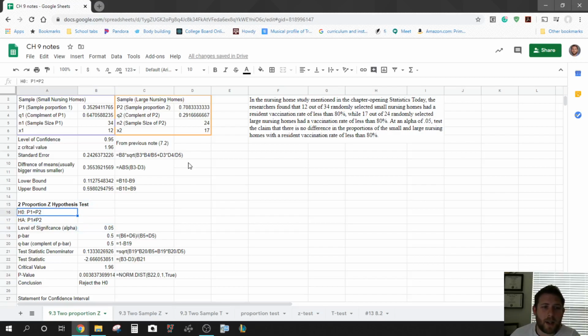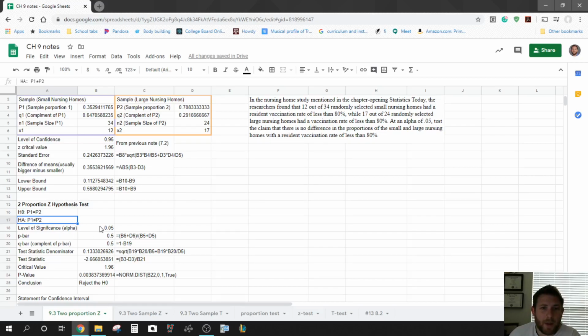Okay, so the first thing I do is I state my null and alternative. Now, the null and alternative for two proportions or two means is going to be different from what we did in Chapter 8. In Chapter 9, your null is proportion 1 equals proportion 2. Remember, your null is always equal to. It's the status quo. Alternatively, you're saying, is there a difference? If you read the problem, it says, is there a difference between proportions of small and large nursing homes? Well, that's what we're testing, so that's our alternative. It's P1 different from P2.